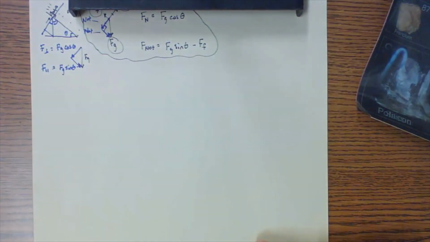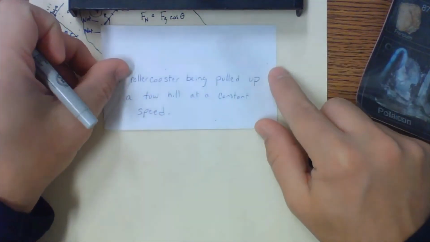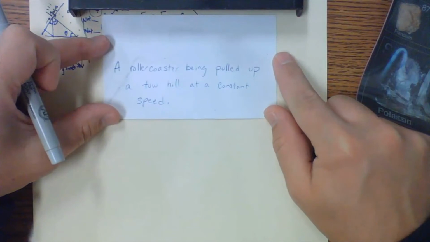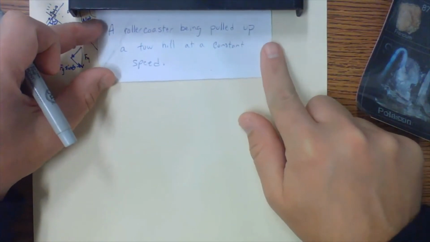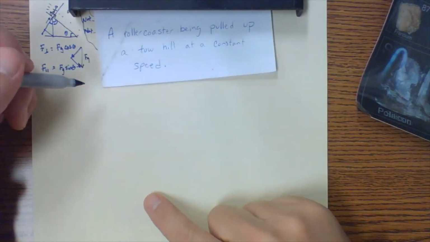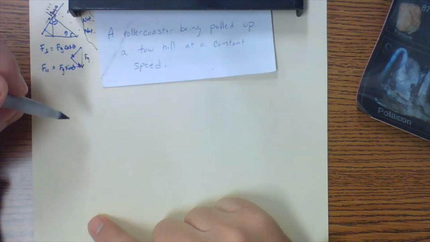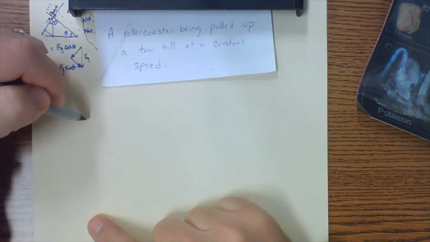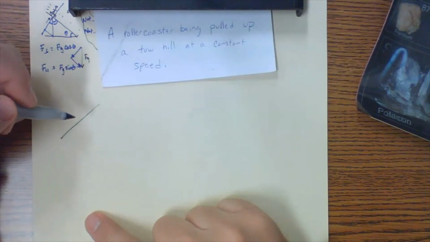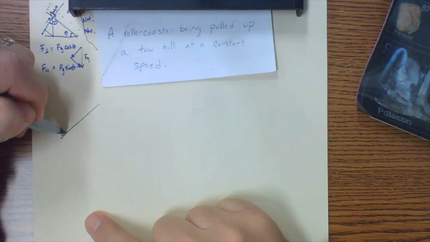Let's look at, say, a roller coaster being pulled up a hill, or tow hill, at a constant speed. So here we're going to have a roller coaster that we're going to pull up a tow hill. I'm going to draw this one. Let's draw this one this way. So here's my tow hill, and here's my roller coaster.